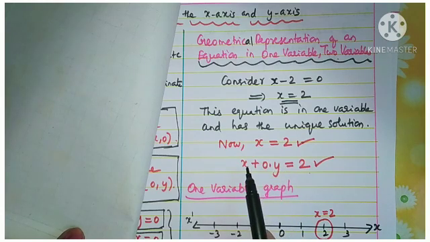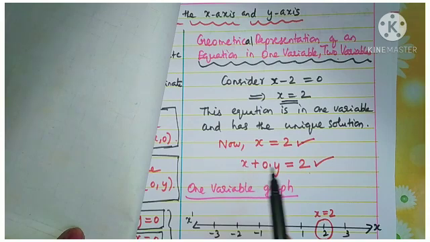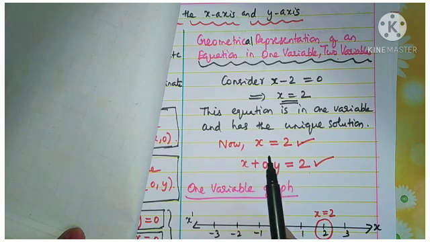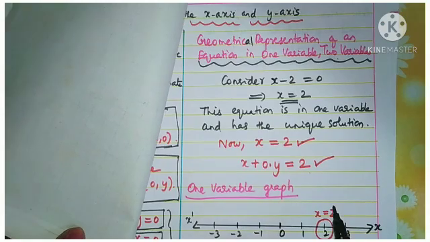But x will have only one value, that is 2. Correct? So that is what is meant by a two variable equation having infinite number of solutions. You studied earlier. So here we have only one value, x equal to 2, but it can have any value of y. So that is the meaning.